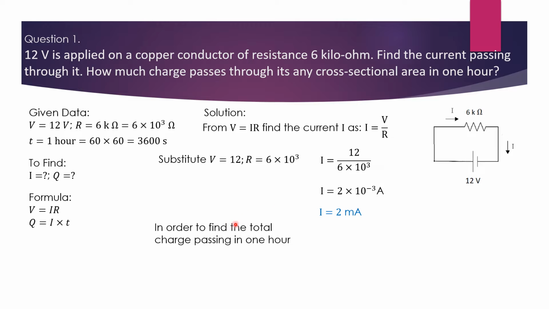In order to find the total charge passing in 1 hour, use Q is equal to I into T. Substitute I is equal to 2 into 10 power minus 3, T is equal to 3600 seconds. So 2 into 10 power minus 3 multiplied by 3600 results in 7.2 coulombs.